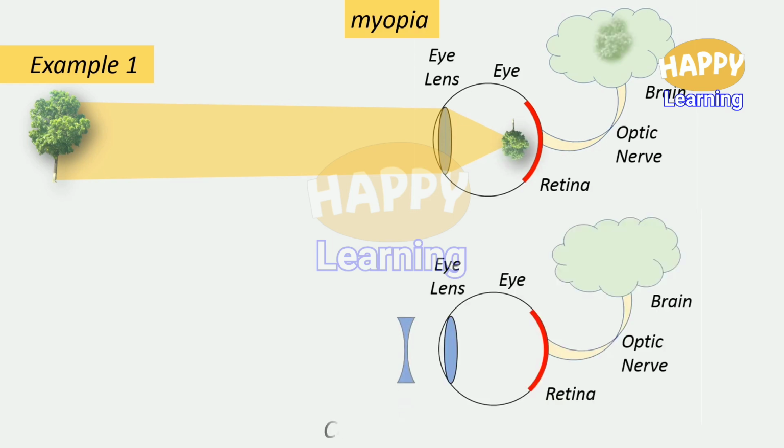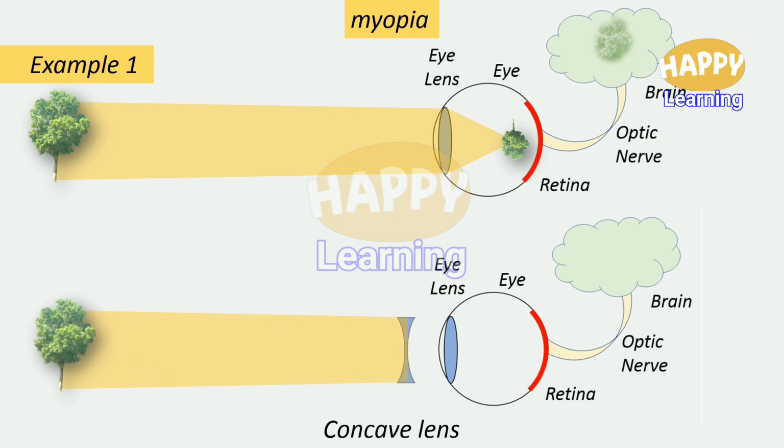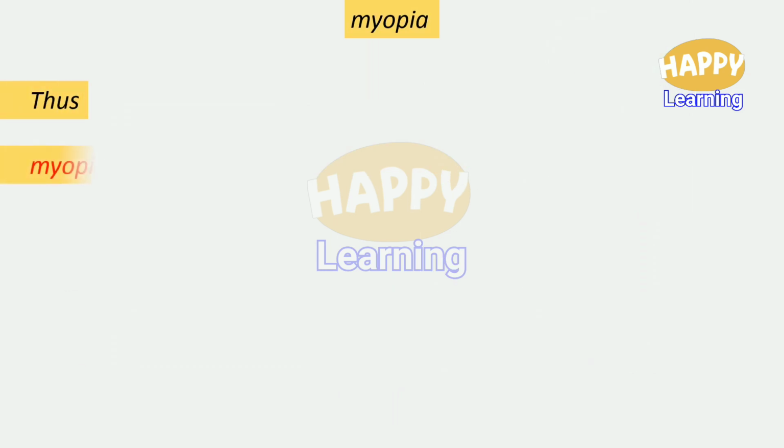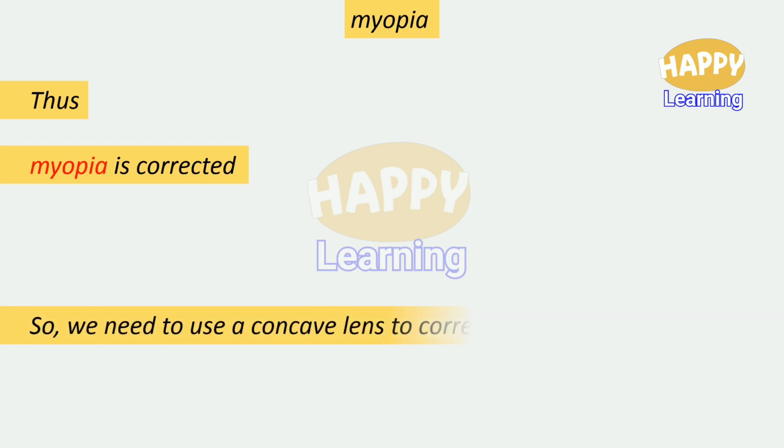Whereas when a biconcave lens is introduced in front of the eye, the rays coming from the distant object are first diverged by this external lens and then converged onto the retina by the eye lens. As the clear picture is formed on the retina, the picture read by the brain is clear. Thus, myopia is corrected. So, we need to use a concave lens to correct myopia.